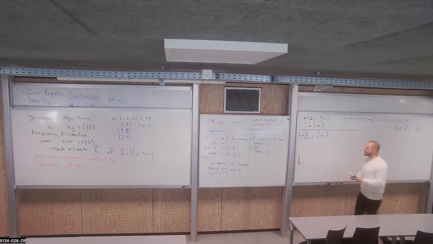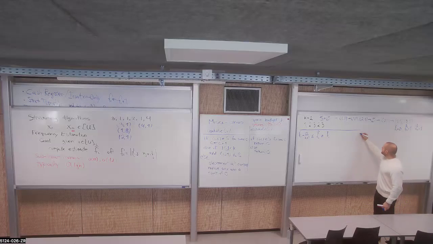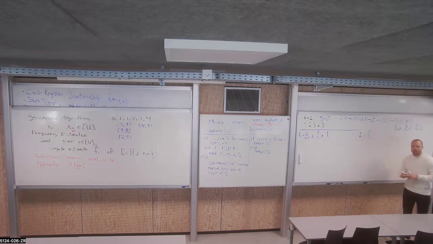So let me repeat it slowly here. That's exactly the argument. The thing to look at is the difference between the true frequency of an item, fi, and the estimate, fi hat. What happens to this difference on an update? I guess, how much can this change?